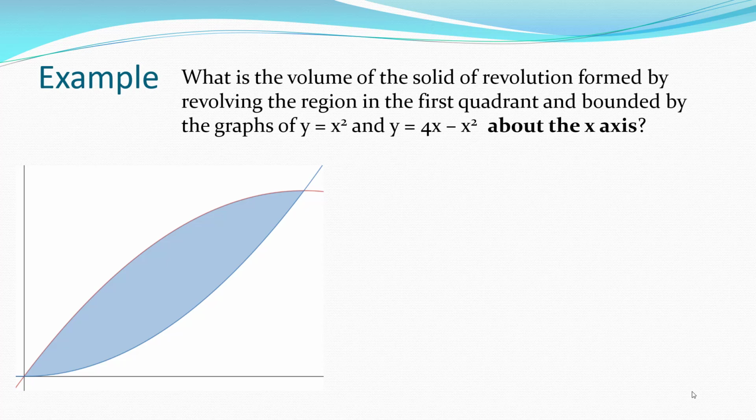So let's go back to our region that we started this off with, where it was in the first quadrant and bounded by the curves y equals x squared and y equals 4x minus x squared. And instead of getting similar cross sections that were squares or semicircles or equilateral triangles, let's just take that region and rotate about the x-axis. This should then lead to the method of washers.